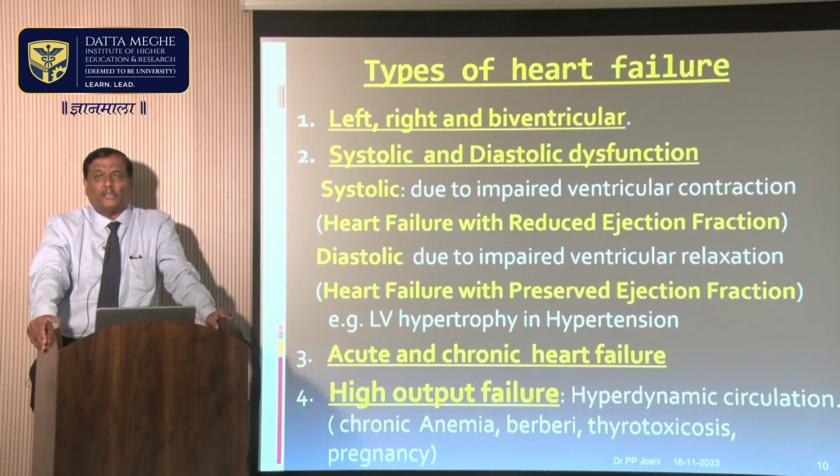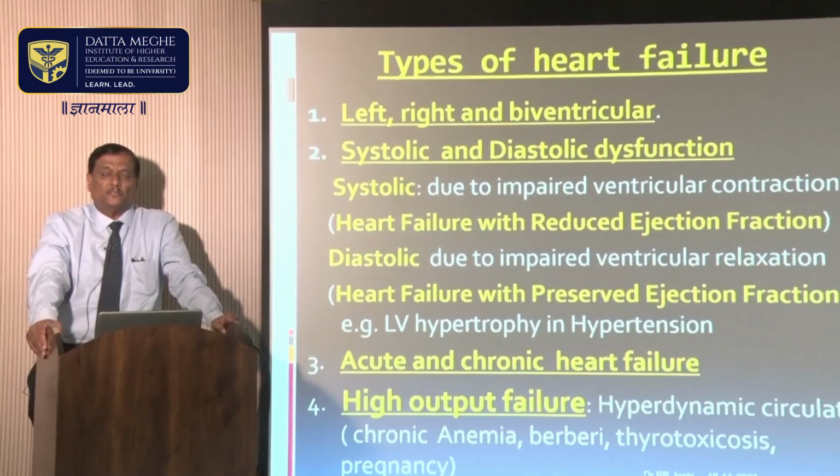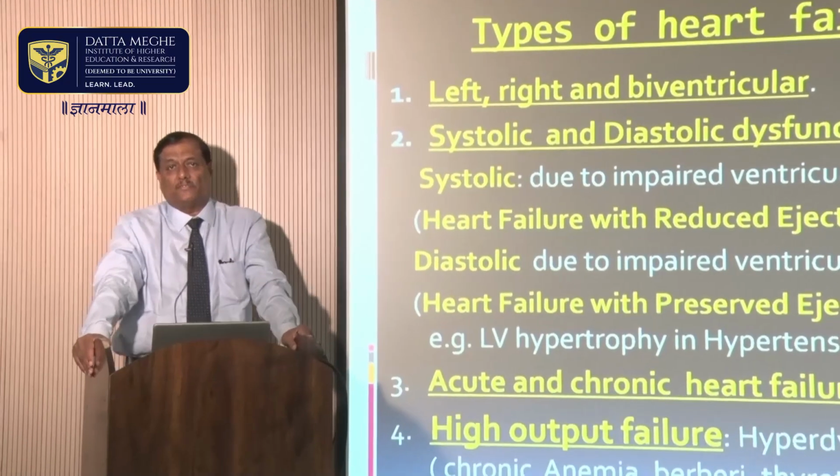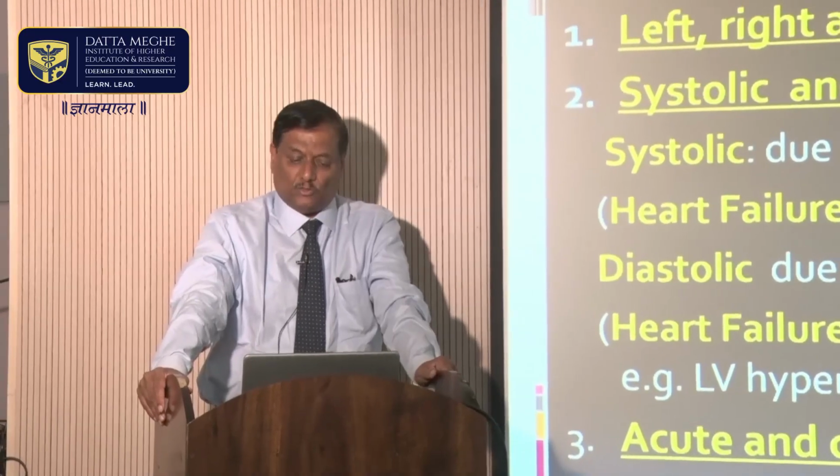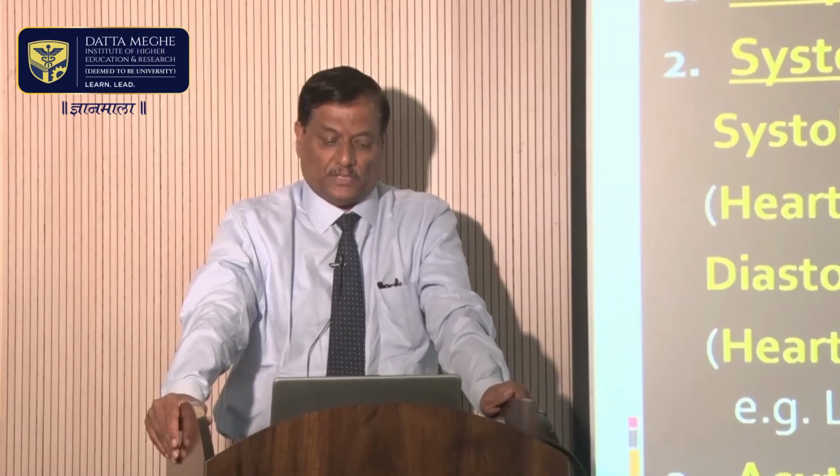Cardiac output could be increased in some types of heart failure, when it is called high output heart failure. Usually in heart failure, the cardiac output is decreased. But high output cardiac failure is seen in hyperdynamic circulation, like in patients with severe anemia, beriberi, thyrotoxicosis, and pregnancy.